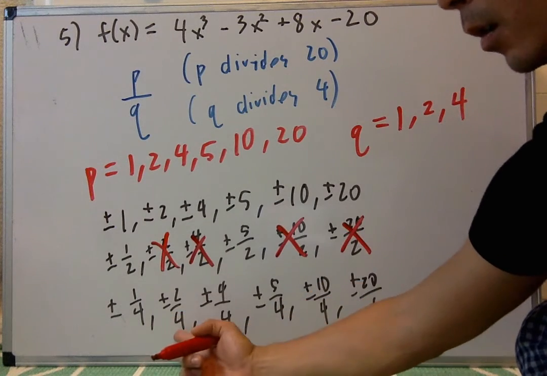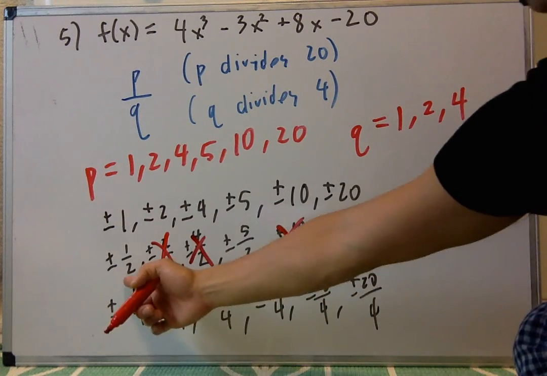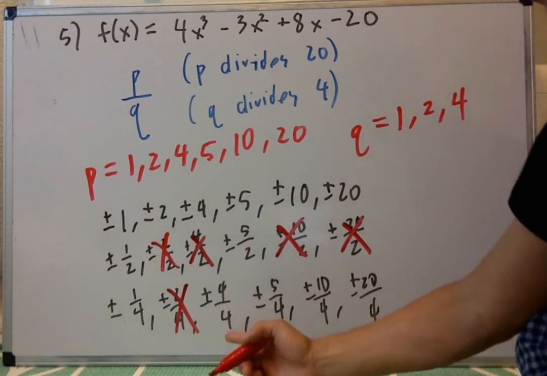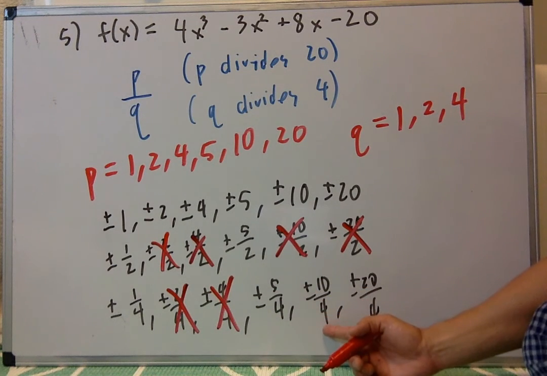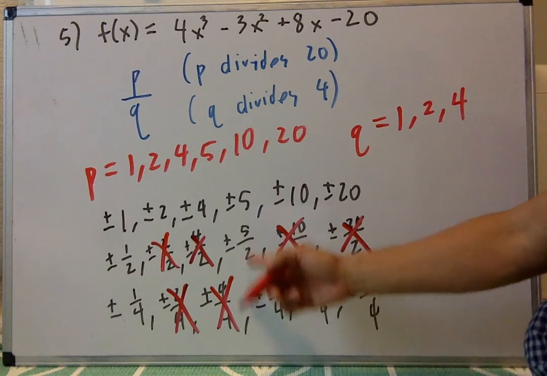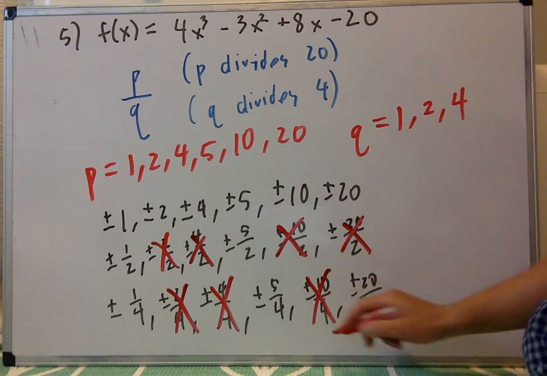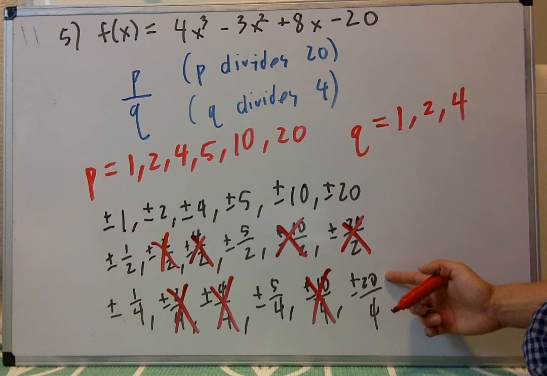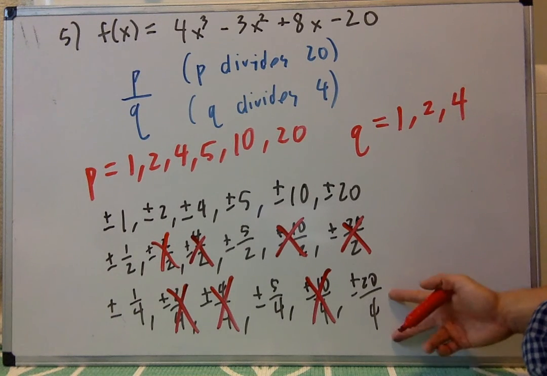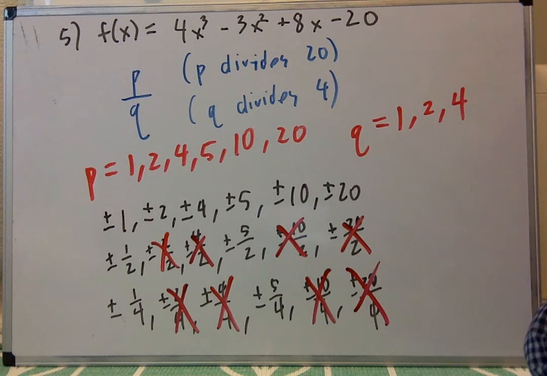1/4 is new. 2/4 is actually a half, and we already have a half, so cross that out. 4 over 4 is 1, cross that out. 5 over 4 is new. 10 over 4 is actually 5 over 2 if I reduce it, so I had that one already. 20 divided by 4 is 5, which is equal to 5, so I already have 5.